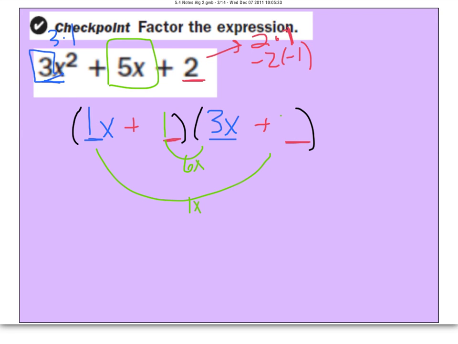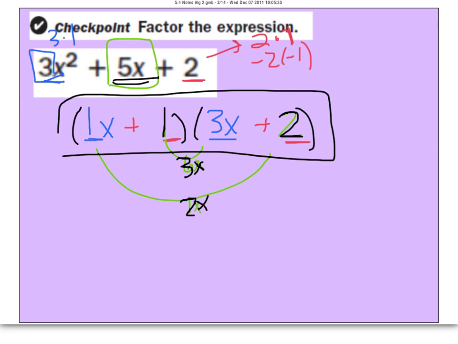But it looks like if I switch the 2 and the 1 around, it might work this time. So 1 and 2, look at that. 1 times 3x is 3x. 1x times 2 is 2x, which gets us the 5x that we needed. So here is the correct answer for our factoring.